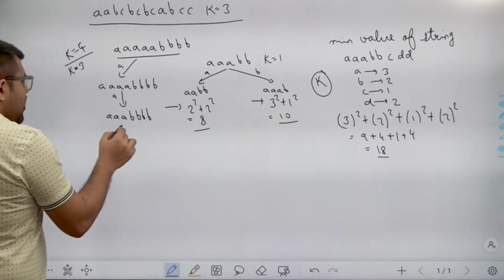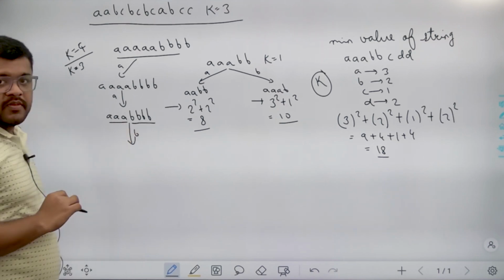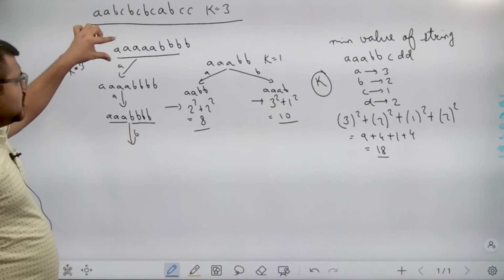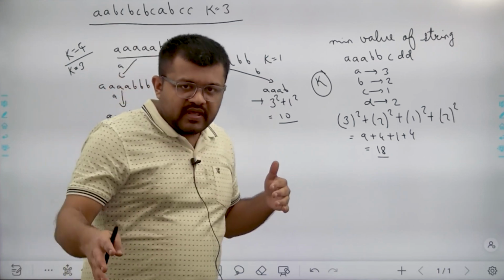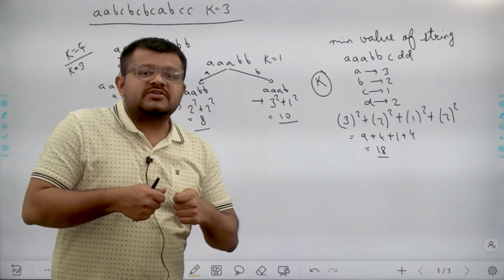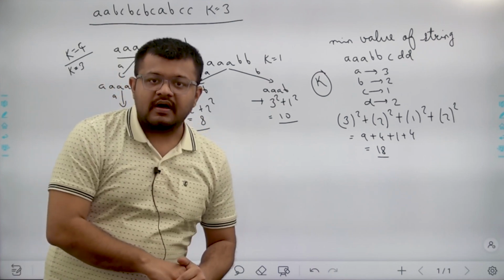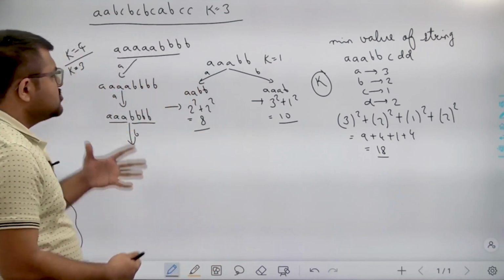Okay. Now in the third step, I'll remove B. Why? Because now B has more count. So we do not only look at the initial count of characters and remove k characters. After removing every character, we see what is the highest count of any character now, and from that character, we remove one. Are you getting my point? So that is how this question will be solved.